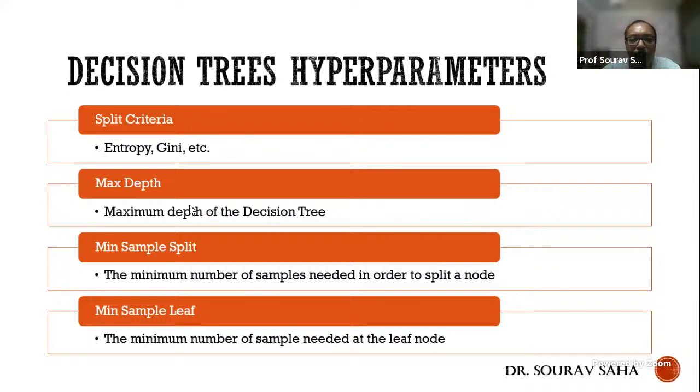So this was some of the pieces which I was talking about: the split criteria, maximum depth, minimum sample split, and maximum sample split. Let me just repeat the minimum sample split part.